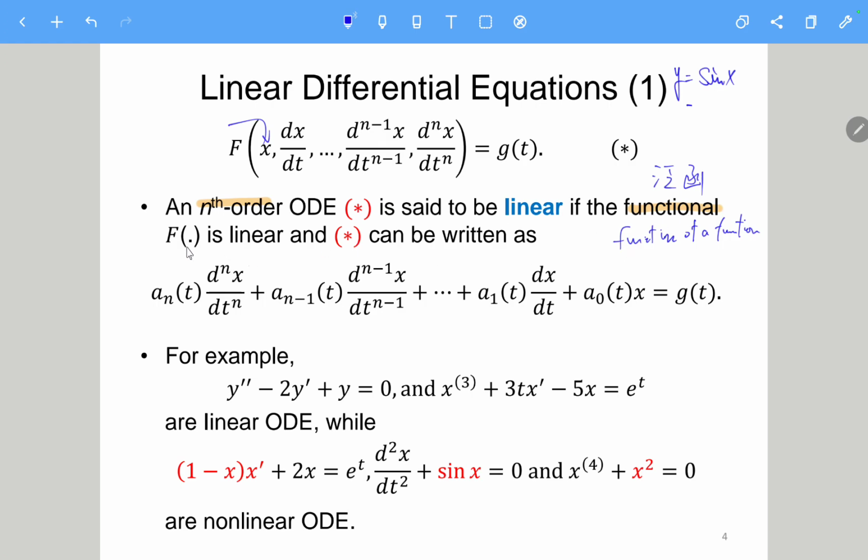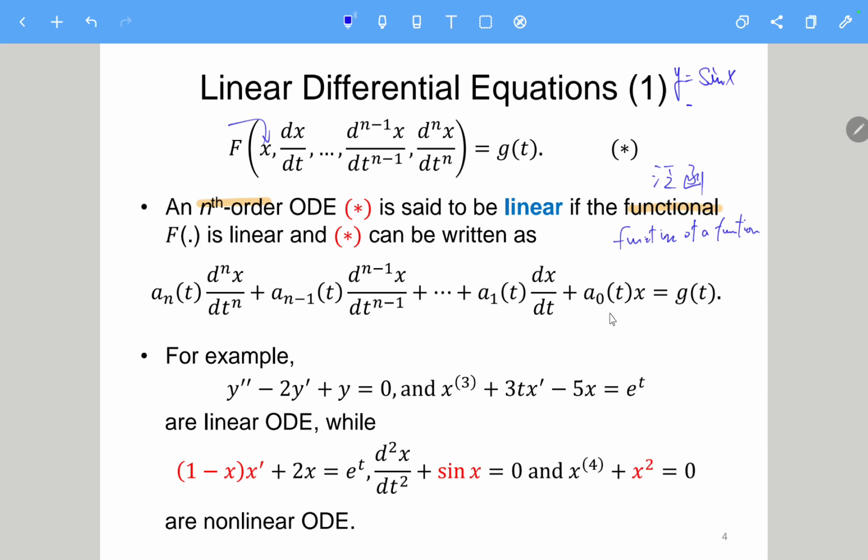Okay, so if the functional f is linear and can be written in this form, so this is a slightly more rigorous definition. You can see on the left side, it consists of x, the first derivative, up to the nth derivative. The form is a function of time multiplied by the nth derivative, then a function of time multiplied by the (n minus 1)th derivative, all the way down to a function of time multiplied by the original function. Only the left side has the terms about the unknown function and its derivatives. On the right side, it only consists of the independent variable.